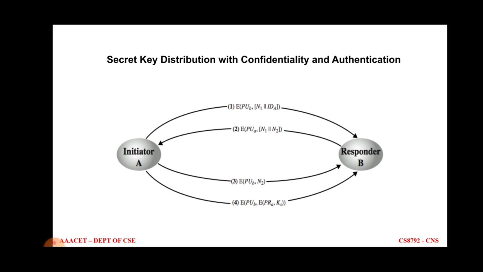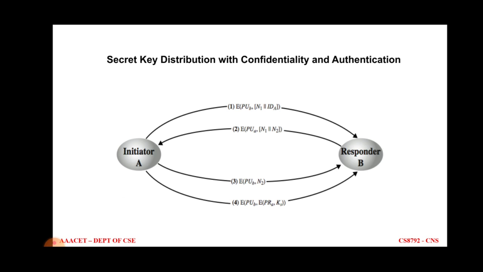And this is the concept of key distribution with confidentiality and authentication. Initially, the initiator encrypts the identifier information and nonce value N1 using the public key of B, and the responder B encrypts N1 and N2 using the public key of A. Finally, the initiator encrypts the value N2 using the public key of the responder B.